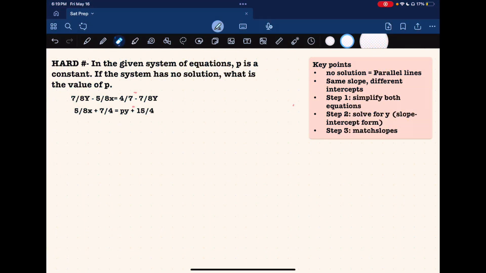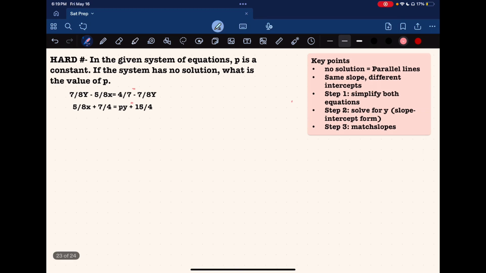Okay, so this is considered a hard question. I even really struggled on it, so I'll probably mess up a few times, but it's asking: in the given system of equations, p is a constant. If the system has no solution, what is the value of p? So I basically found the slope for the first equation.